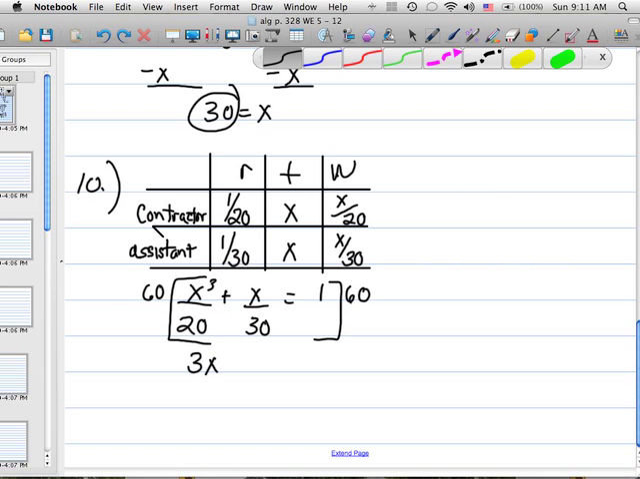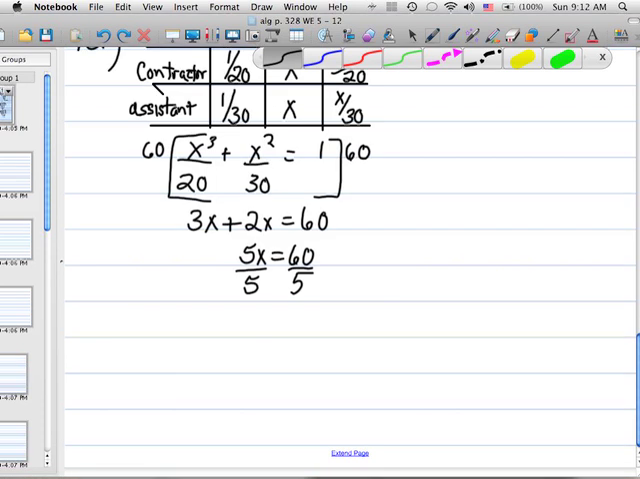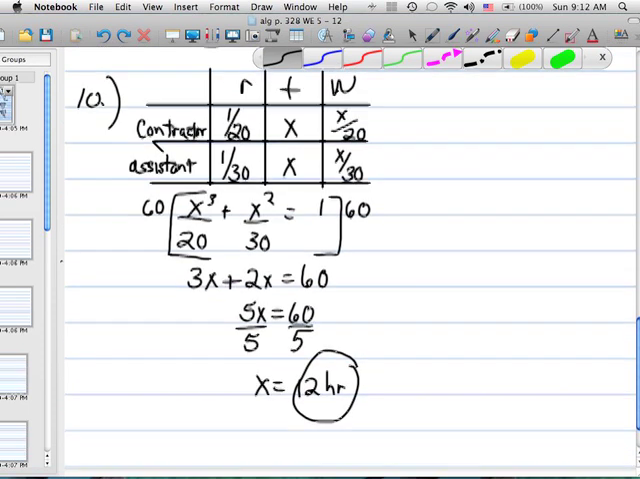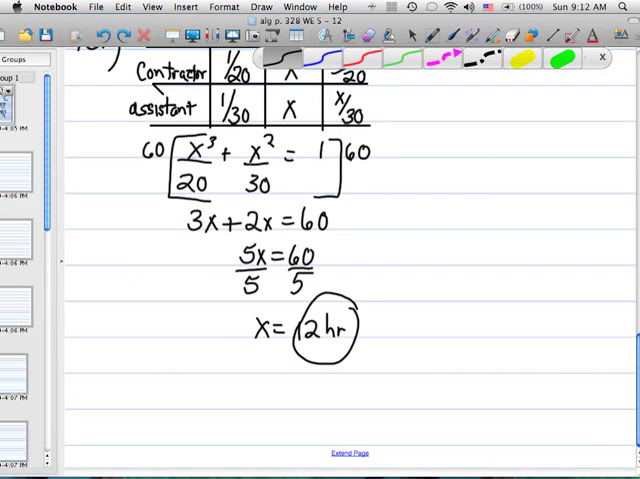Get rid of your fractions. The least common denominator would be 60. 20 goes into 60 three times, so that's 3x. 30 goes into 60 two times, so plus 2x equals 1 times 60, 60. So 5x equals 60, divide by 5, and we get that x equals 12, so it would take them 12 hours working together.